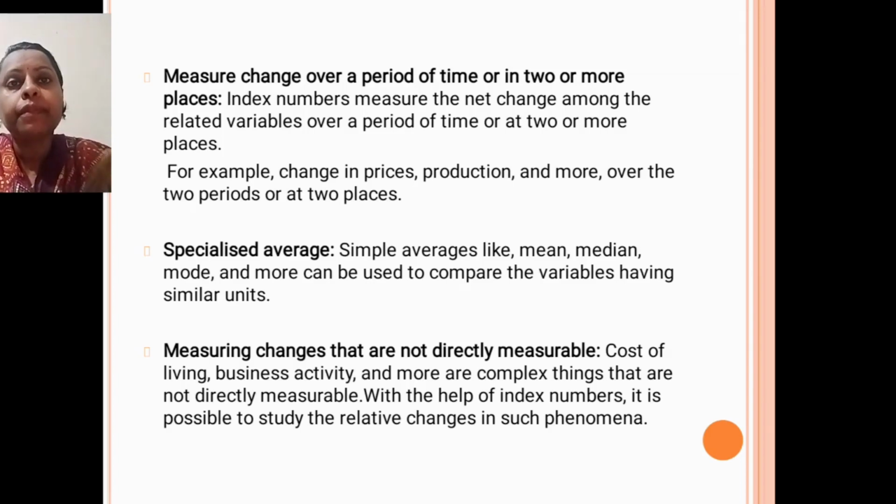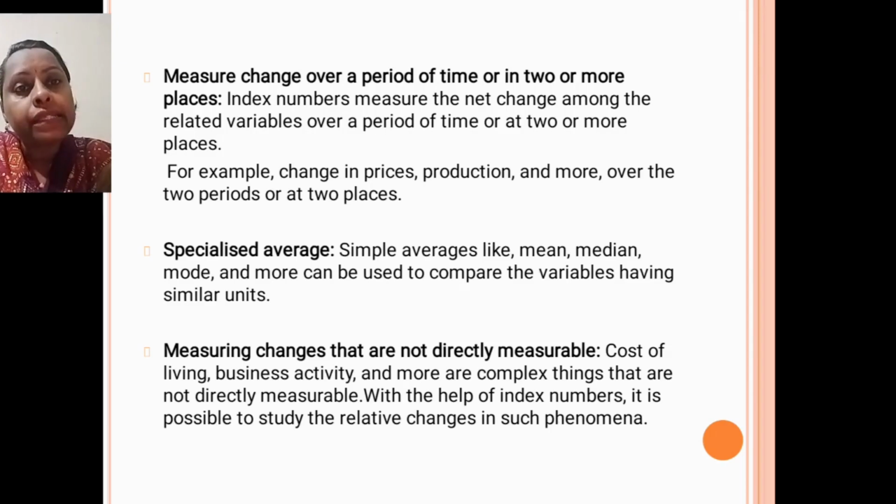Then the third characteristic is that they measure changes over a period of time or in two or more places. Index numbers measure the net change among the related variables over a period of time or at two or more places. For example, change in price, change in production, and more over two periods or at two places. Specialized average: simple averages like mean, median, mode and more can be used to compare variables having similar units.